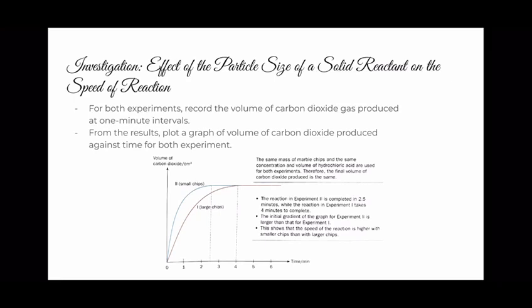The same mass of marble chips and the same concentration and volume of hydrochloric acid are used for both experiments. Therefore, the final volume of carbon dioxide produced is the same. The reaction in experiment 2 is completed in 2.5 minutes, while the reaction in experiment 1 takes 4 minutes to complete. The initial gradient of the graph for experiment 2 is larger than that for experiment 1. This shows that the speed of reaction is higher with smaller chips than with larger chips.